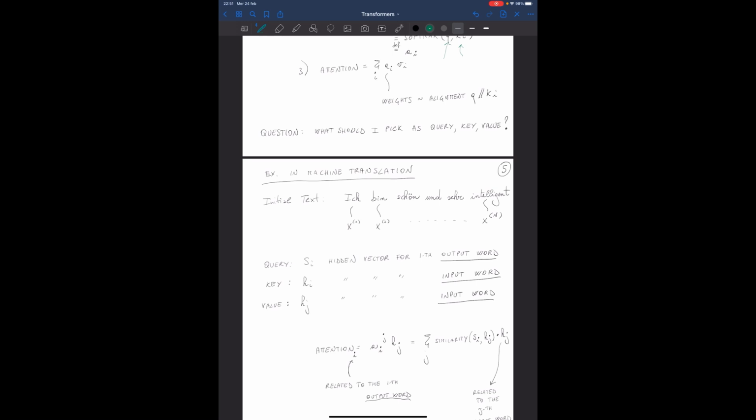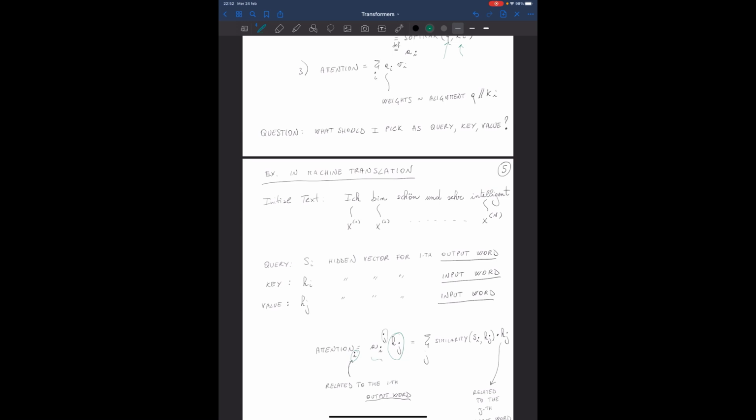With this definition of query, key and value, we can compute our attention. That depends on i, because we have several queries that are indexed by the output words, and we have a certain number of output words in the target language. Let's say that we want to translate this German text into English. So we have a certain number of words in English, our target language. So the attention depends on i simply because we have n different queries indexed by the output words. This would be a weighted sum of the values, and we decided that the values are the hidden vector of the input words, and those are weighted.